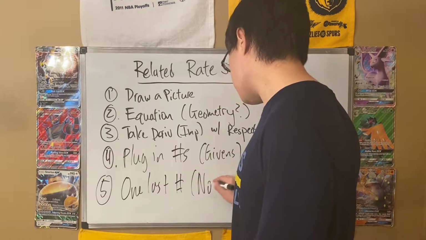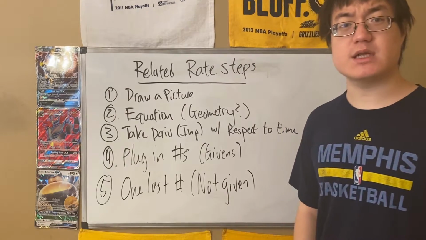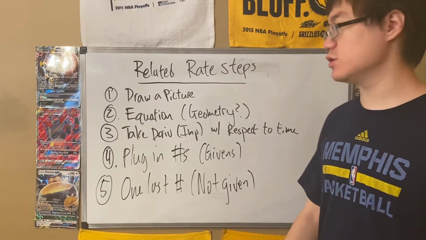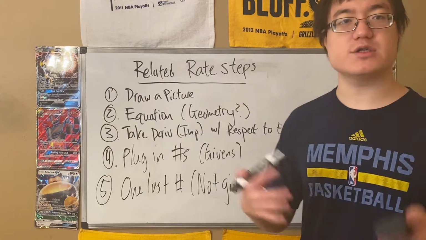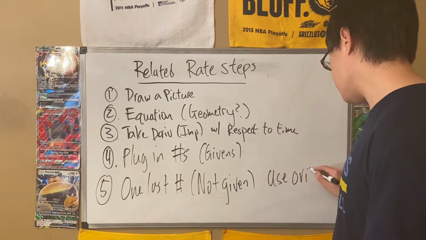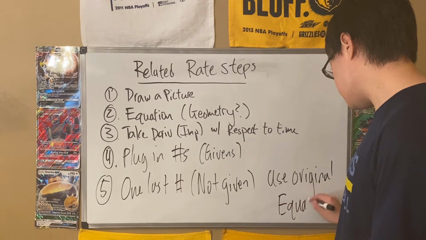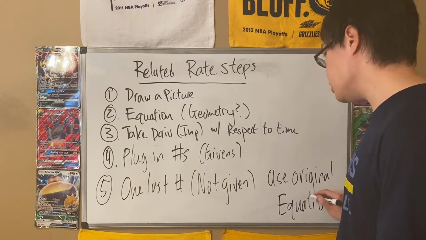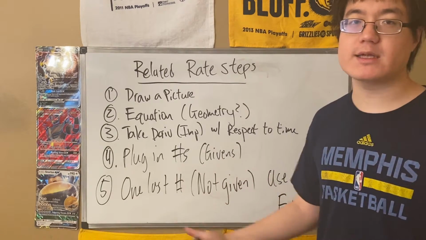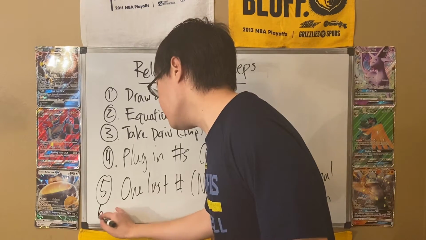The 5th step is sometimes you have one last number to plug in, and it's not a given. So you're like, how am I going to be able to plug in this number? I need this one last number. And how you usually do that is usually use this original equation from step 2. So you're going to use the original equation probably. And by now you should be able to solve for your variable. So that's the last step.